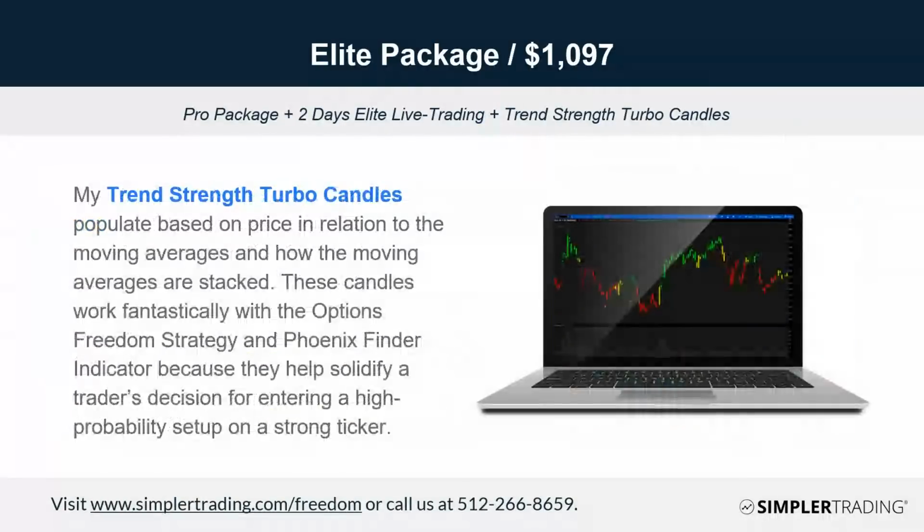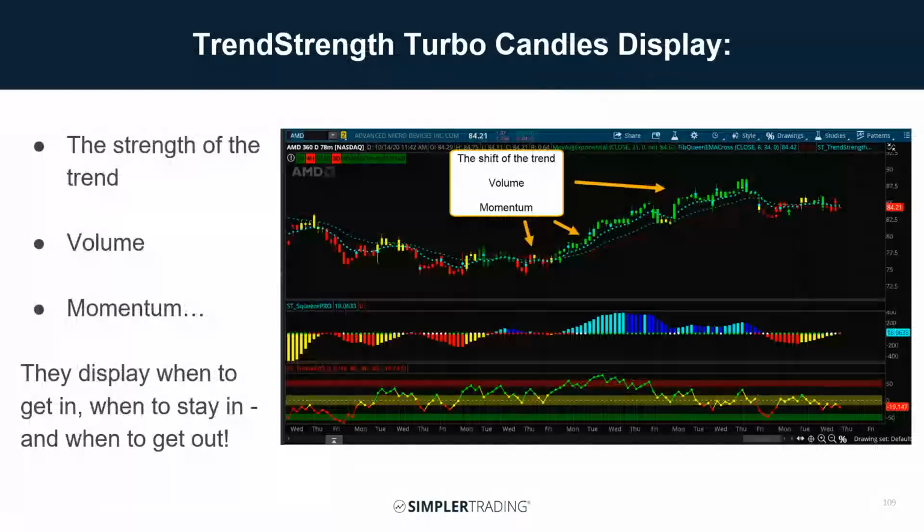Okay. We talked about the Trend Strength Turbo candles, but basically how they work is that they populate based on price in relation to the moving averages and how the moving averages are stacked. There are 5 different colors, so they're very nuanced. Okay. You can see very nuanced shifts in the trend, and you can also see volume and momentum, okay?